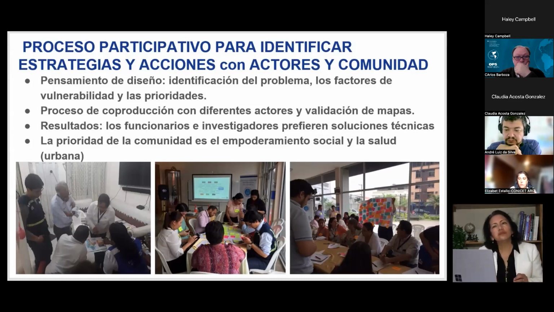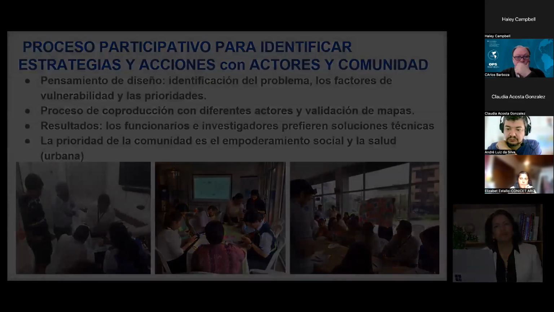And something interesting we found is that even though researchers and some officials from different areas sometimes preferred a more technical solution, the community focused more on empowering the community and taking care of the health of the community.